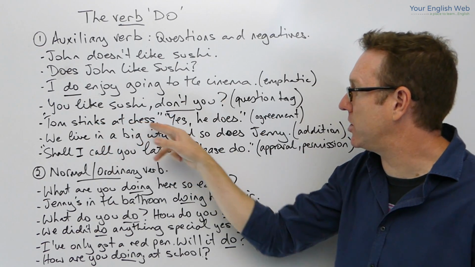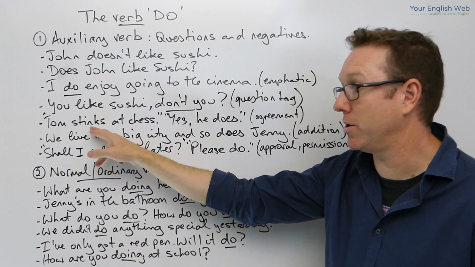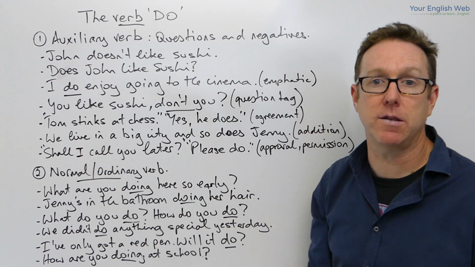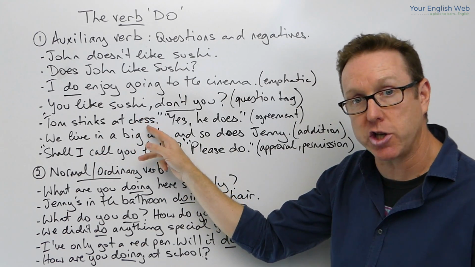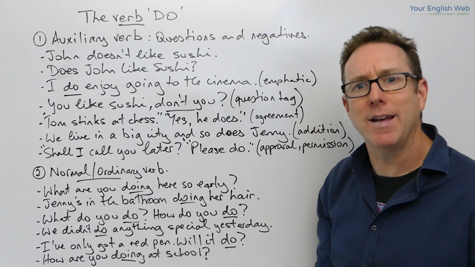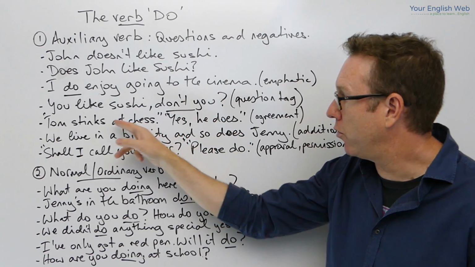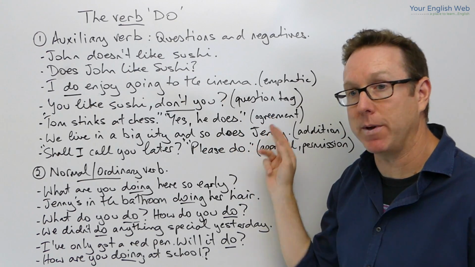Tom stinks at chess. Yes, he does. I'm agreeing with what this person says. So if you say that somebody stinks at something, it means they're not very good at it. So Tom obviously is not very good at chess. So Tom stinks at chess, and I agree, yes, he does. Okay, so we don't need to repeat the verb. Yes, he does. So in agreement.